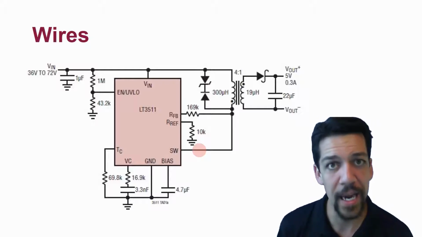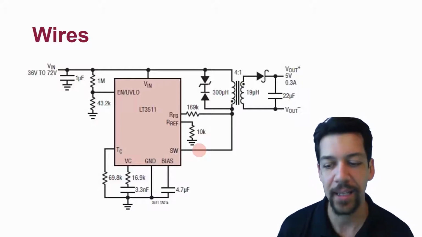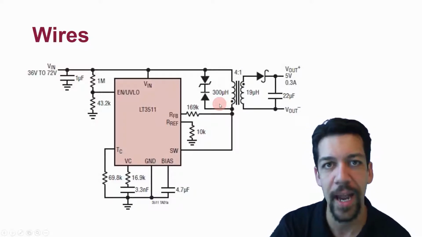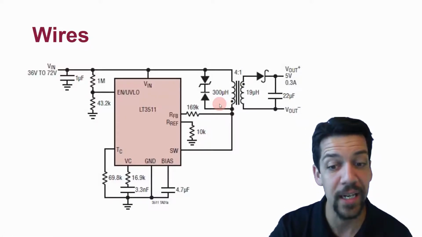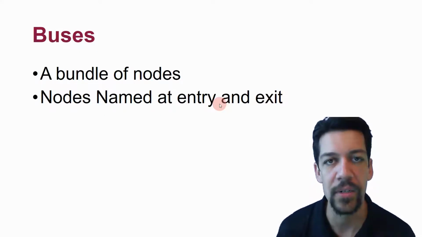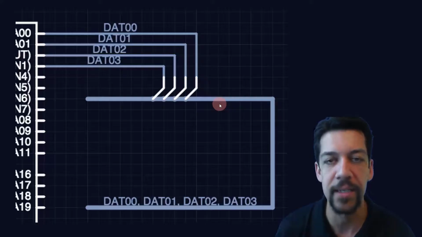That's why the circuit design software often refers to it as a node rather than a wire. Now, in really big circuits, if we have a lot of connections that we need to make, the schematic can get really crowded. So rather than have every wire run individually, we can do something called buses, where we bundle all of these nodes together and we name the nodes on entry and exit to the bus. And what that looks like is something like this.